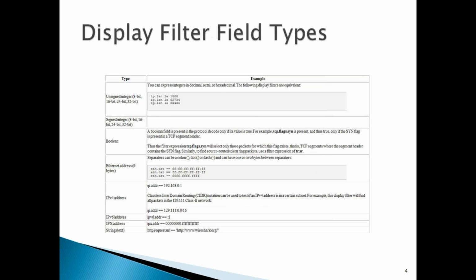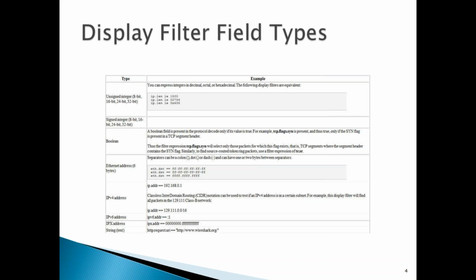All right, so what are the display filter types? These are different things you can do. You've got the Boolean, you've got MAC addresses, you've got IPv4, IPv6, even IPX for those who've worked with Novell and those types of things. But again, there are different ways of doing the different types of things. What works for you will be dependent on your security policy and how you actually set it up.